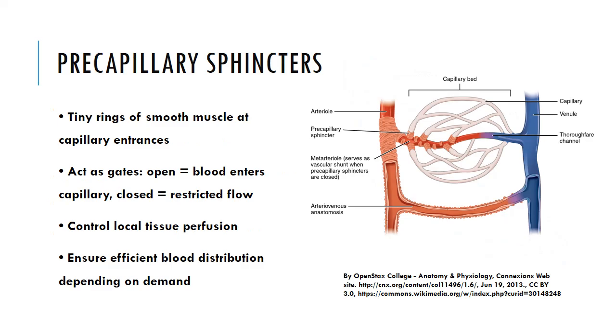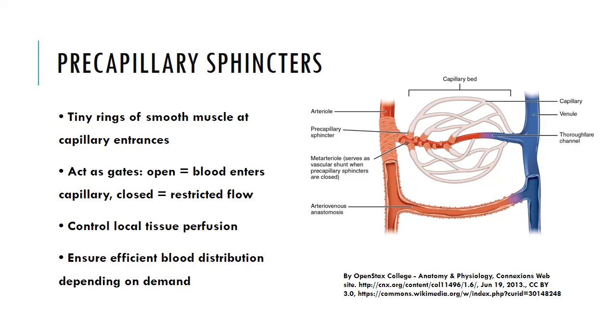Precapillary sphincters. At the entrance of each capillary, we have tiny muscle rings called precapillary sphincters. Imagine these as gates. When they are open, blood flows into the capillaries. When they close, the flow is restricted. By opening and closing, they control which tissues get more blood and when they get it. For example, during exercise, they open wide in the muscles to meet the higher oxygen demand, while in other less active tissues, they may stay more closed.